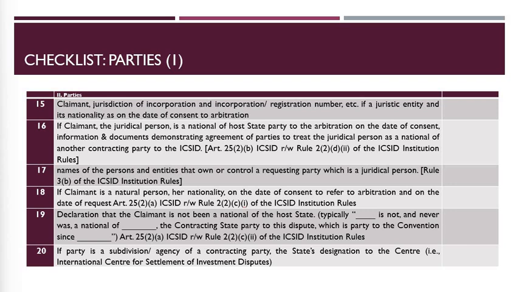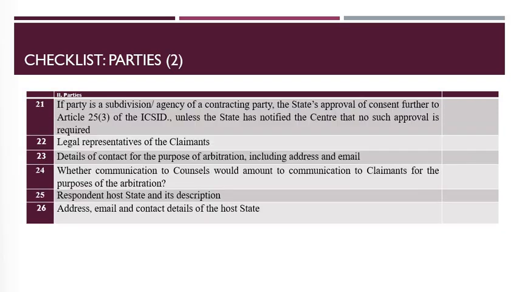Serial number 20 relates to a party being a subdivision or agency of a contracting party, in which case the state's designation to the center, that is the International Center for Settlement of Investment Disputes, is to be mentioned. In addition, as required by serial number 21 of the checklist, if a party is a subdivision or agency of a contracting party, the state's approval of consent further to Article 25(3) of the ICSID is also to be mentioned, unless the state has notified the center that no approval is required. All these are to be backed by supporting documents.